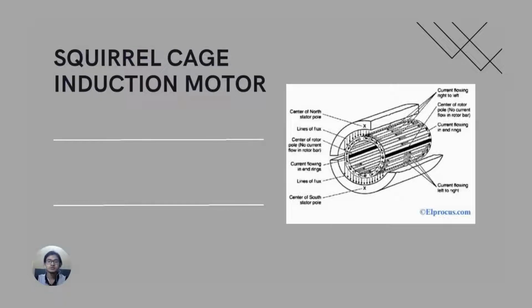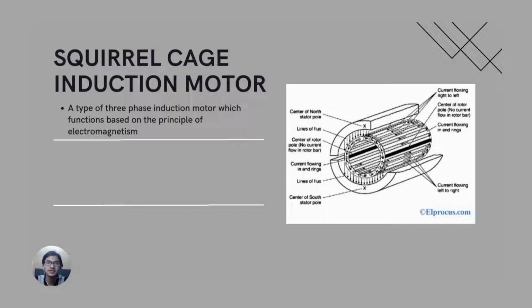Bismillahirrahmanirrahim. Assalamualaikum warahmatullahi wabarakatuh. My name is Amir Hazid Abdirazak, and today I would like to talk about the squirrel cage induction motor. To put it simply, the squirrel cage induction motor is a type of three-phase induction motor which functions based on the principle of electromagnetism.